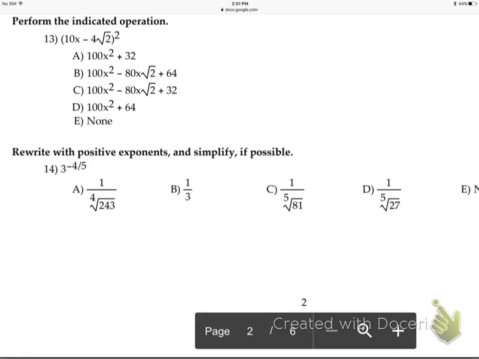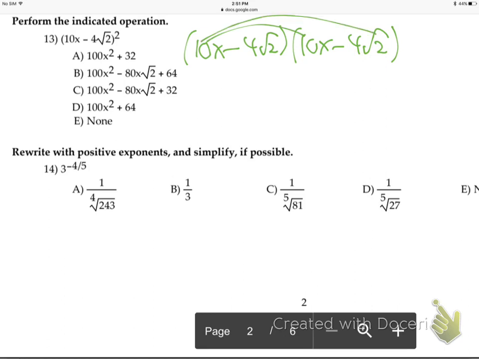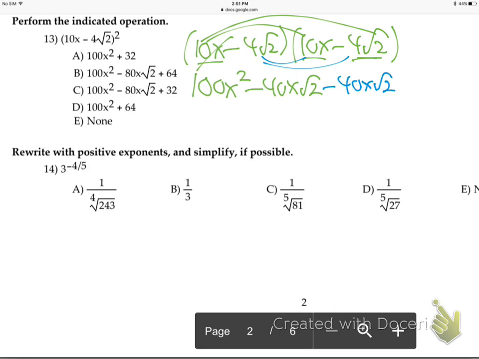Okay. So what do you do when you have a 2 power on parentheses? You got to write 2 of them, like this. And FOIL. I think you know that. Boom. Boom. So 10x times 10x is 100x squared. 10x times minus 4 root 2 is minus 40x root 2. And then this guy's going to go, minus 40 root 2.